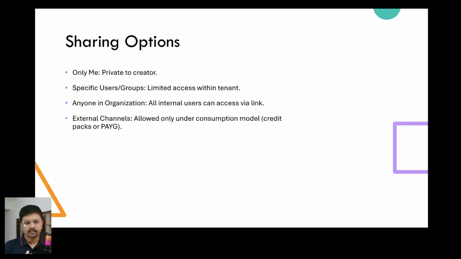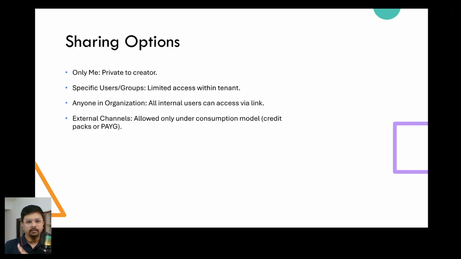And what are the sharing options available? Whenever I build a Copilot agent, I have these options. First, only me. By default, whenever you create a Copilot agent, that agent is only available to you, so it is private to the creator. Second is specific users or groups. That is limited access within your tenant. So let's say I build an agent specifically for the finance team. I can share that agent with them by creating a group of them, so only those people can access it.